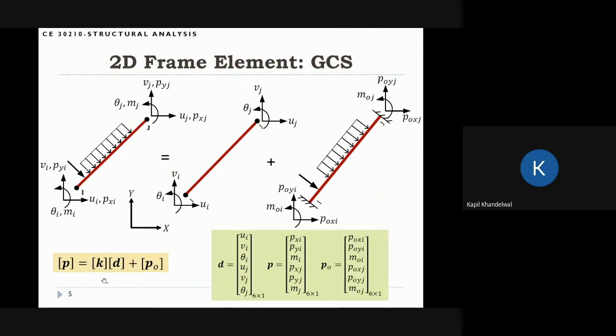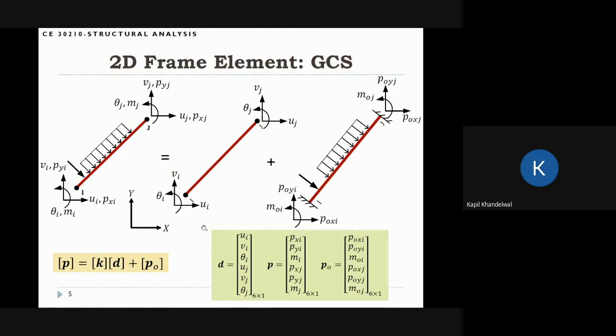So finally, we are going to use the same idea. We are going to use the concept of superposition. So we're going to say that the total force P is equal to the force due to displacements plus the fixed end forces. So here you can see that the fixed end forces are also expressed in the global coordinate system.